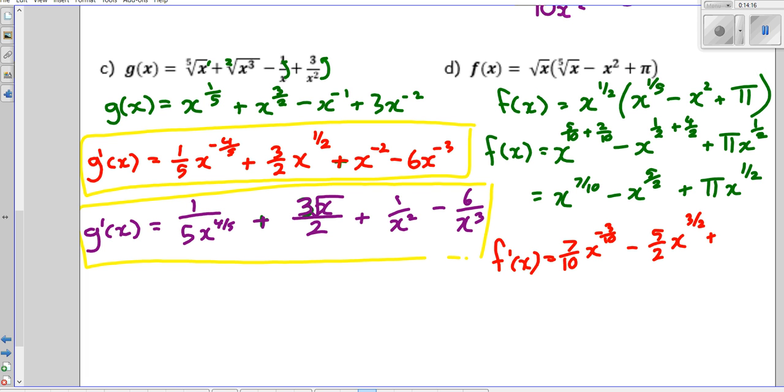Yeah, we're finding the derivative. I've messed around and made horrible original functions for you. Pi x to the half. What would that become? I think it will be half pi. Yep, half pi, or pi over 2.